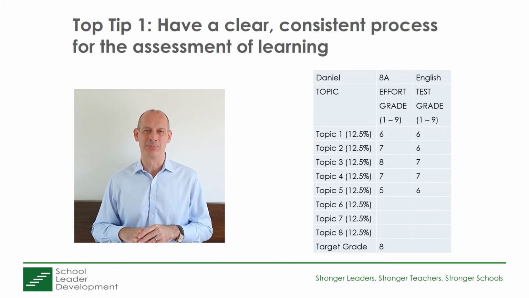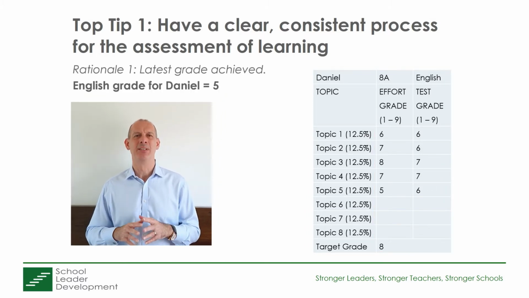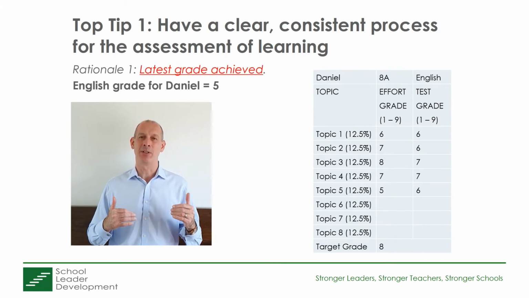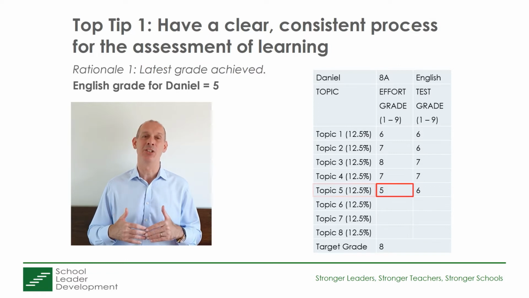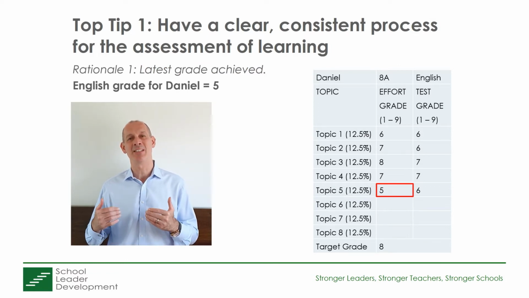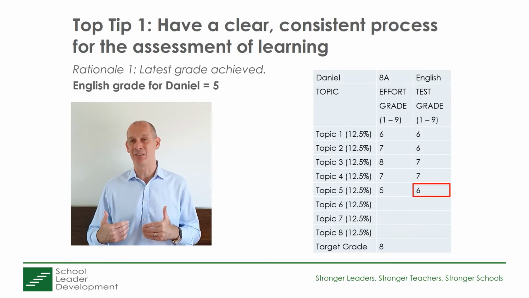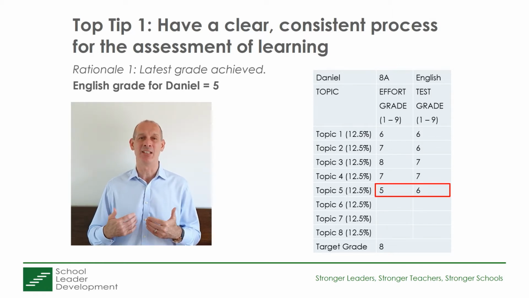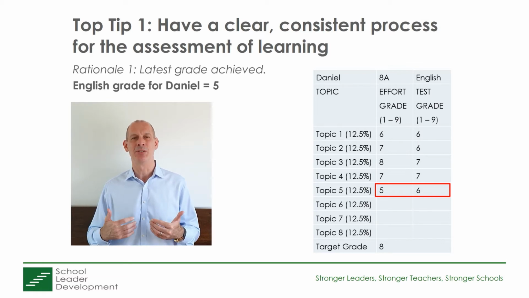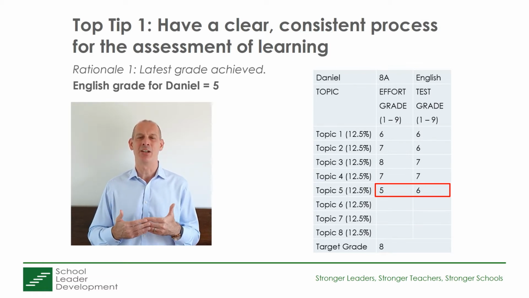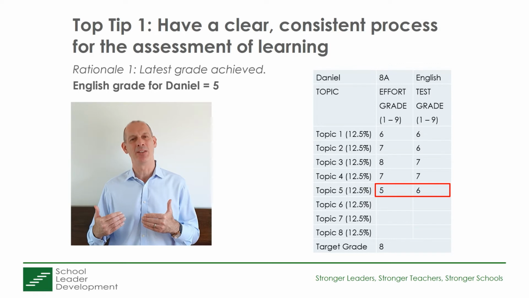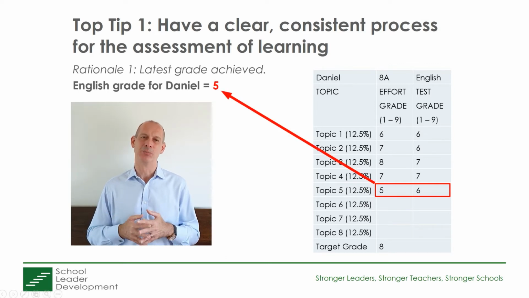Here are the options. Rationale 1, latest grade achieved. Looking at Daniel's latest topic grade, topic 5, he achieved a 5. Looking at his latest test grade, also topic 5, he got a 6. Add these two together gives us 11 divided by 2. So Daniel's average latest grade achieved is 5.5. Round that down means that the English grade for Daniel submitted by the teacher is a 5.